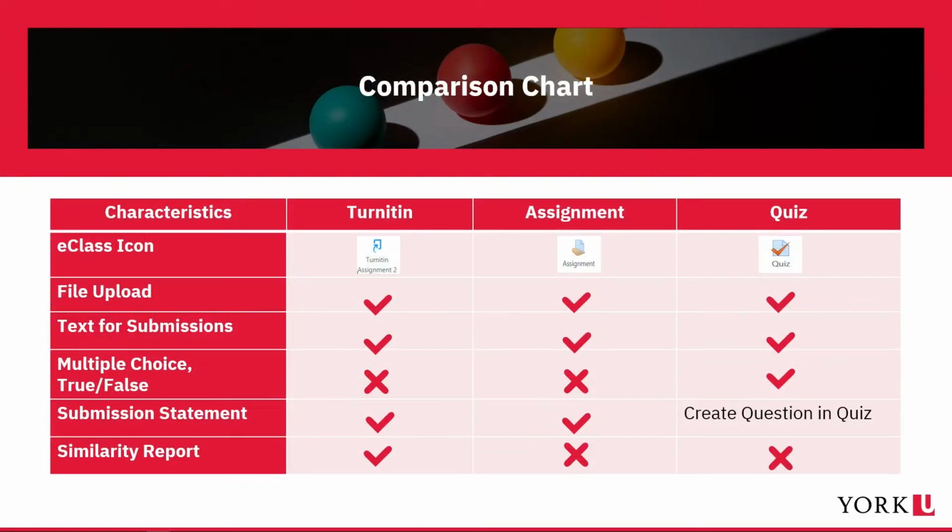Similarity report is available through Turnitin only. This is used for assisting with determining plagiarism. Turnitin is a text matching software that displays where copied text originated from. It doesn't really tell you if someone's plagiarized, but it can point out similarities between works that it has in its database on the internet and what the student has submitted. The assignment and quiz do not have these functions.